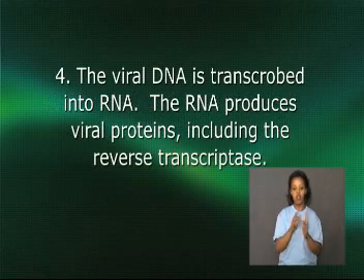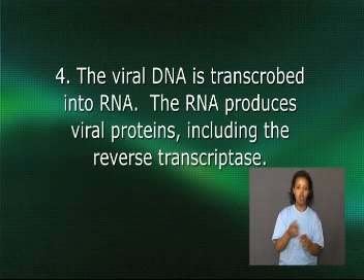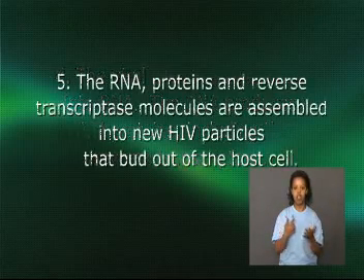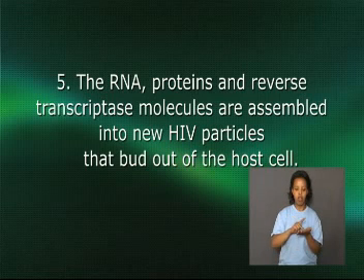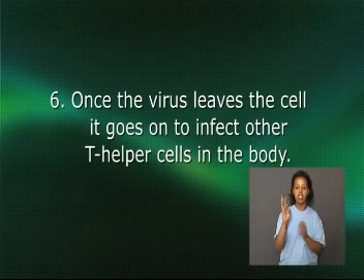In the fourth step, the viral DNA is transcribed into RNA. The RNA produces viral proteins, including the reverse transcriptase. In the fifth step, the RNA, proteins, and reverse transcriptase molecules are assembled into new HIV particles that bud out of the host cell through the membrane. In the sixth step, the virus leaves the cell and goes on to infect other T helper cells in the body. Were you able to write down all six steps? Great work, students. It is important to review this process to ensure that you are familiar with all the steps.